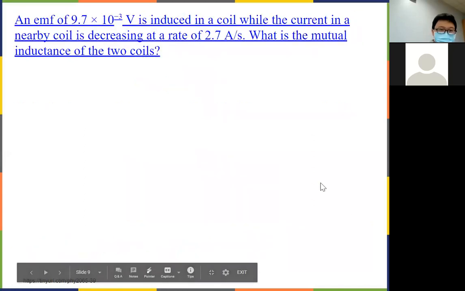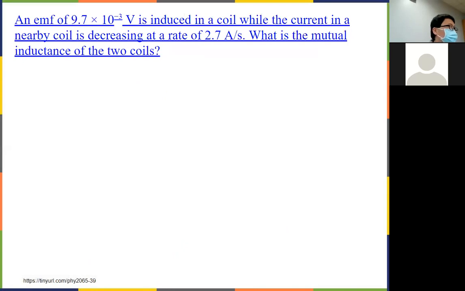Let's take a look at an example. An EMF of 9.7 times 10 to the minus 3 volts is induced in a coil while the current in a nearby coil is decreasing at the rate of 2.7 amps per second. What's the mutual inductance of the two coils?